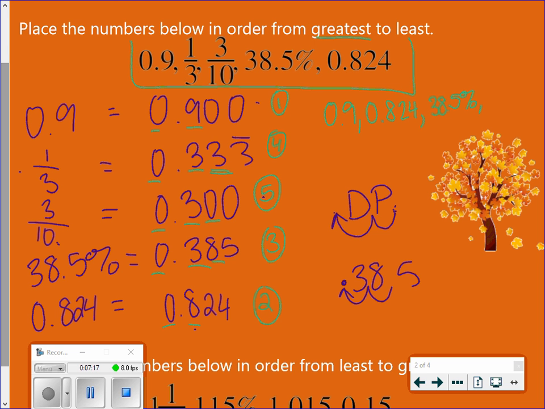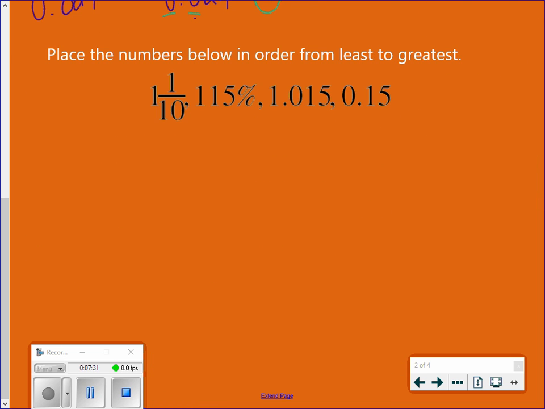So it's going to be 9 tenths, followed by, what is that, 824 thousandths, 38.5%, 1/3, 3 tenths, and that's it. 1, 2, 3, 4, 5. Very good. Okay? So go ahead and do this next one. Pause it and play when you're ready to check.